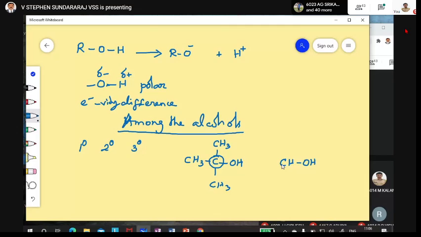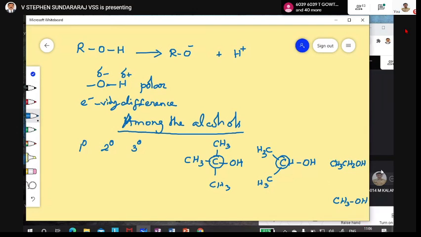That is a secondary alcohol. This is secondary alcohol because the carbon to which the alcohol is attached is a secondary carbon. Then one primary: CH3CH2OH. Methyl alcohol is a special case. It is not primary, not secondary, not tertiary. It's a special case.